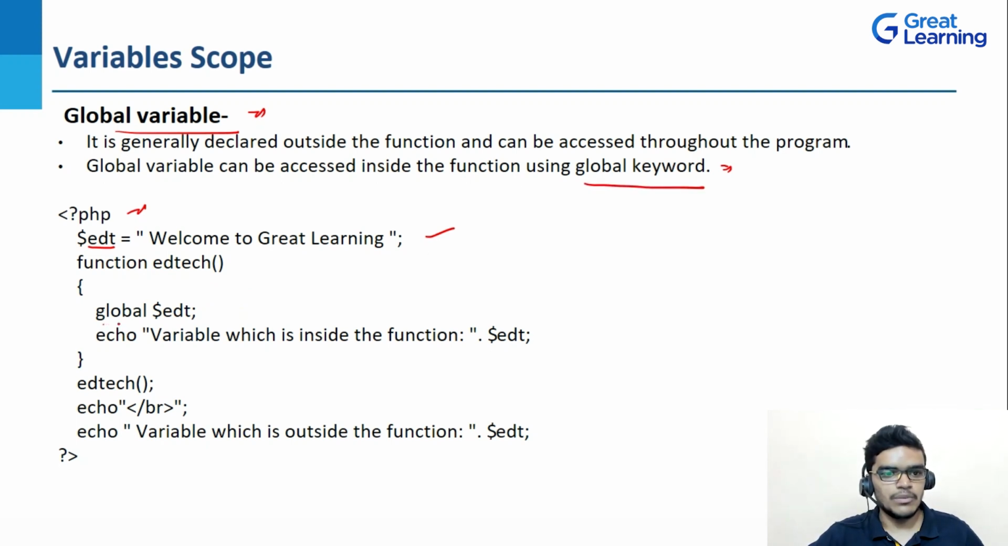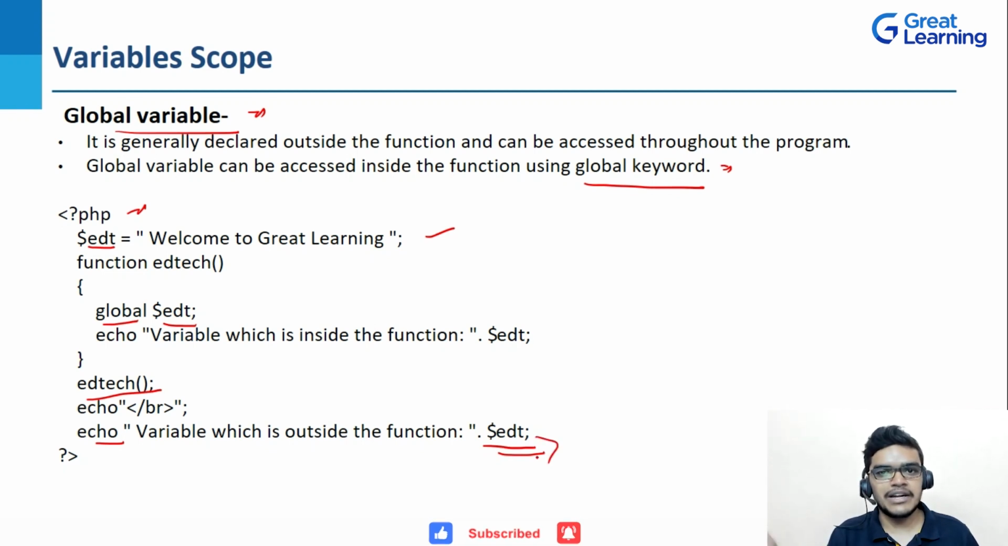So here I've written global, and then I've written the name of my global variable, that is edtech, and do not forget to write the dollar sign before that. And then I'm writing echo, and then the variable which is inside the function, and then a dot to concatenate, and after that I'm calling this function, right? Now as I told you, this is a global variable, which means it can be accessed throughout the program, right? So I can write outside the function also echo, and I can write the variable which is outside the function, and once again I am doing the concatenation.